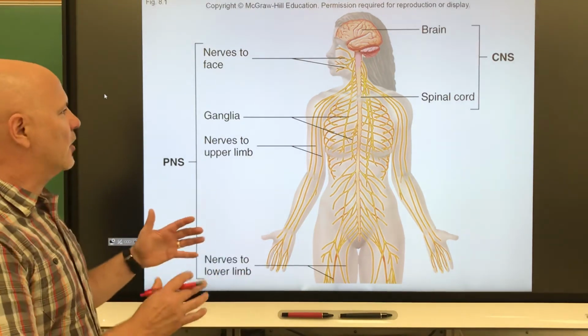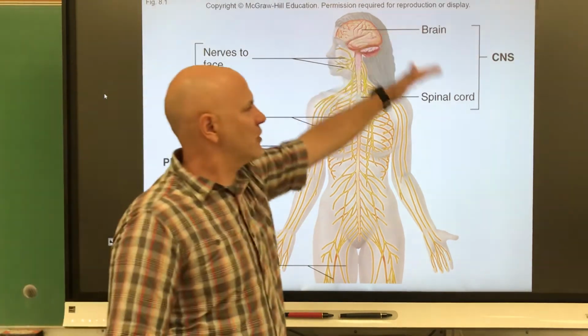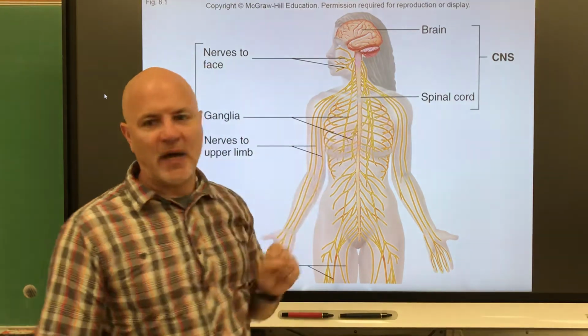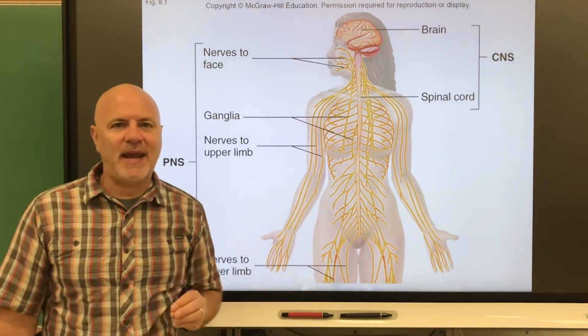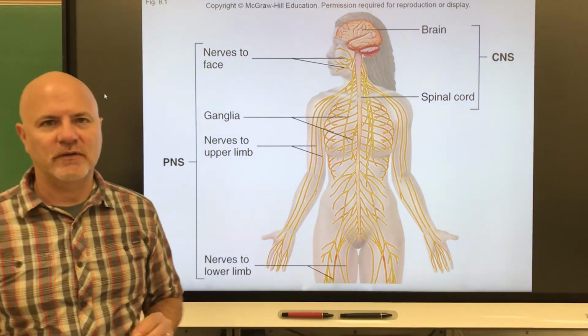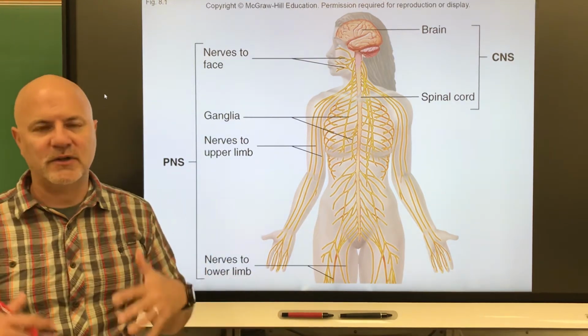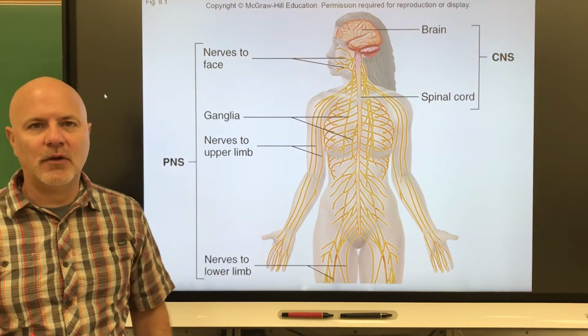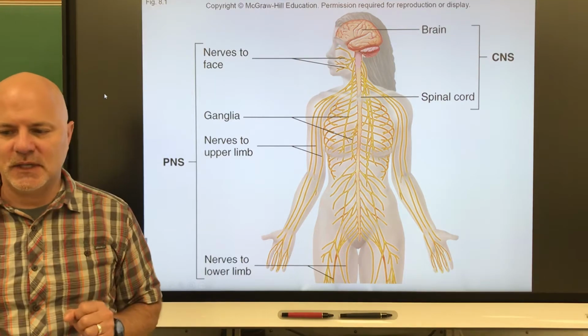So we can divide our nervous system into two main parts. We have the central nervous system, which comprises the brain and spinal cord. This is the commanding and integrating centers of our nervous system. It controls the other parts of the nervous system and thus our body, and integrating. So we'll talk about what integration is in a little bit.